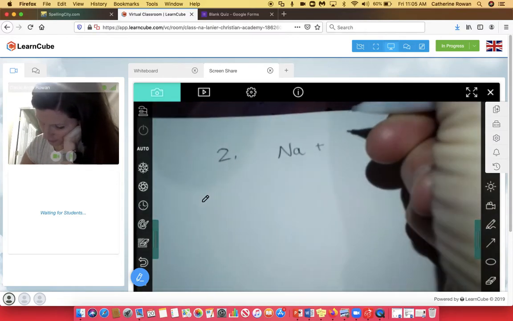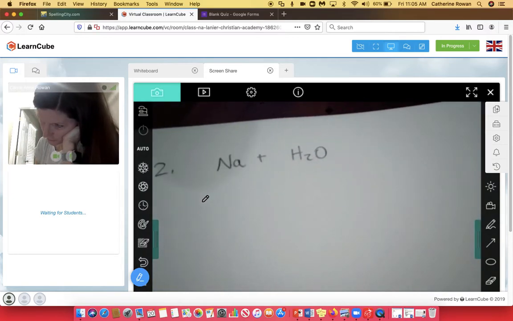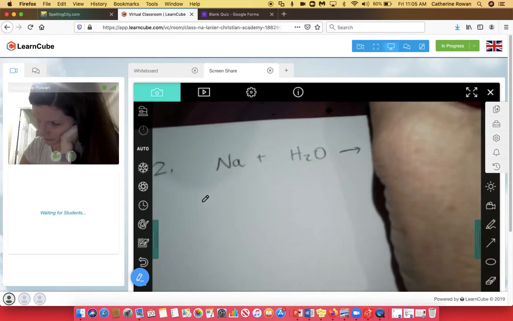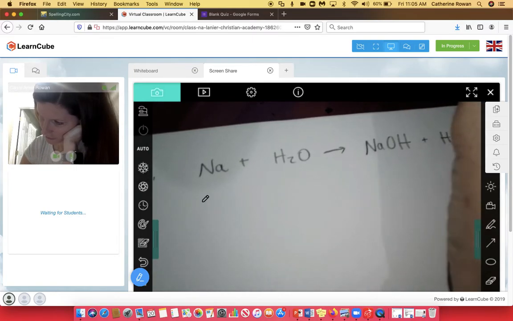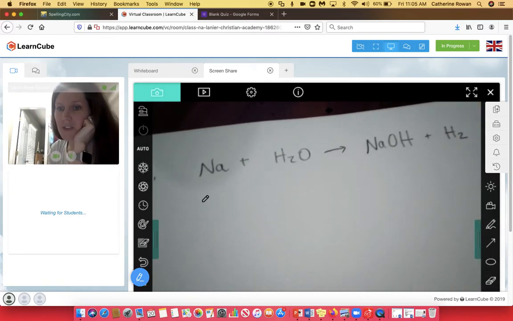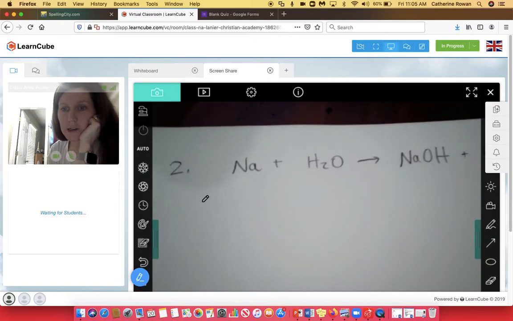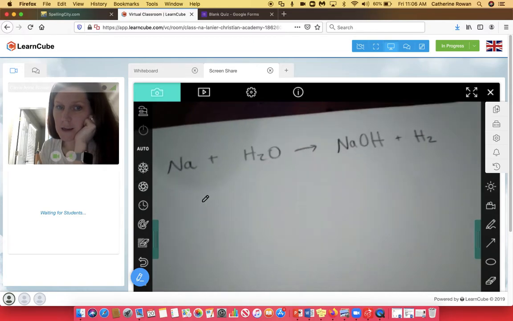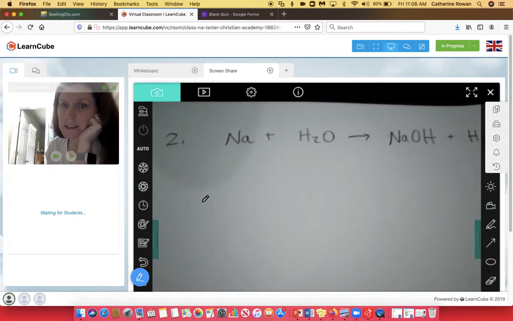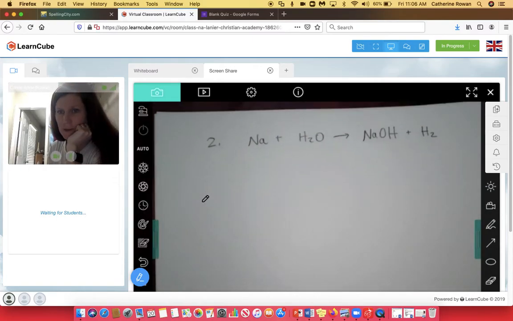Na plus H2O yields NaOH plus H2. Okay, so what that is showing is sodium plus water yields sodium hydroxide plus hydrogen gas. Now, let's see if we can figure out, I might need to zoom this out just a little bit more so we have more space here. That's better.